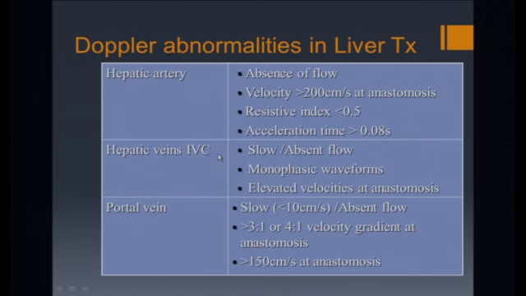In the hepatic veins and IVC, you want to look for slow or absent flow, monophasic waveforms, and elevated velocities at the anastomotic site. These are signs of stenosis. In the portal vein, you look for absence of flow altogether, which is a sign of thrombosis, but slow flow, less than 10 centimeters per second, may be a sign of extrinsic compression, while a velocity gradient of greater than 3 or 4 to 1 at the anastomosis or greater than 150 centimeters per second at the anastomosis can be a sign of portal vein stenosis.